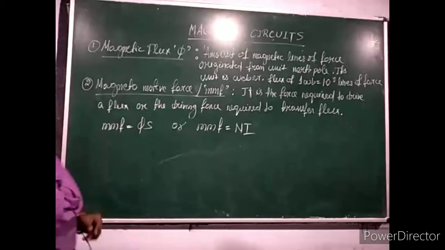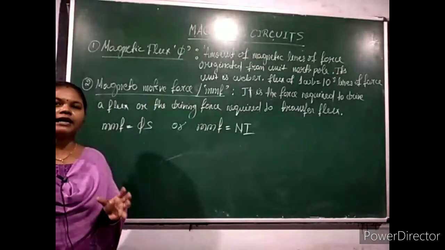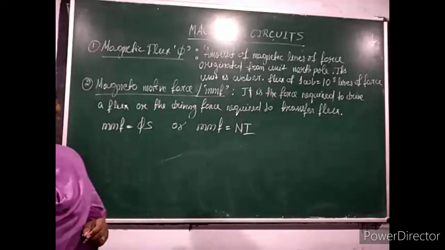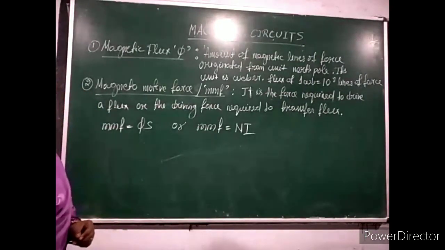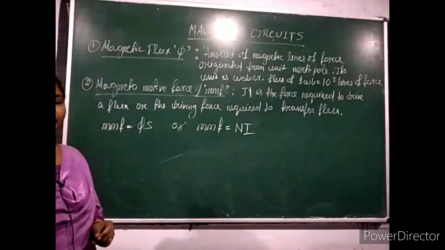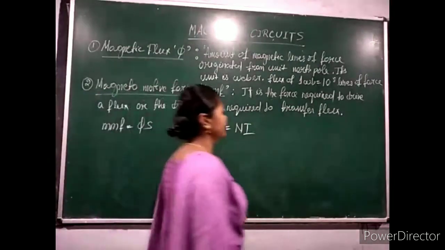Magnetic flux. What is the magnetic flux? It is the total number of lines of magnetic force, or the amount of magnetic lines of force originated from unit north pole, and its unit is Weber. One Weber is defined as 10 to the power 8 lines of force.